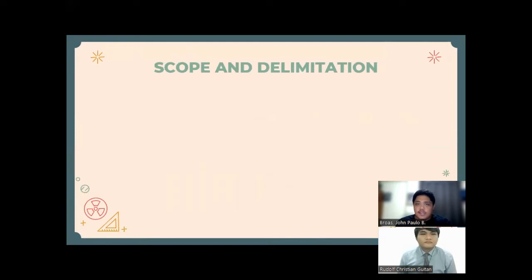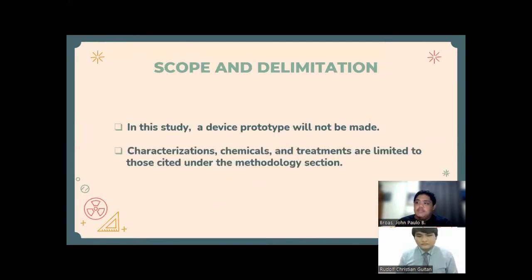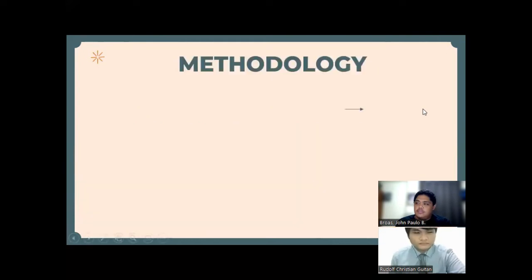Now for the scope and delimitation, in this study, a device prototype will not be made. Characterization, chemicals, and treatments are limited to those cited under the methodology section.